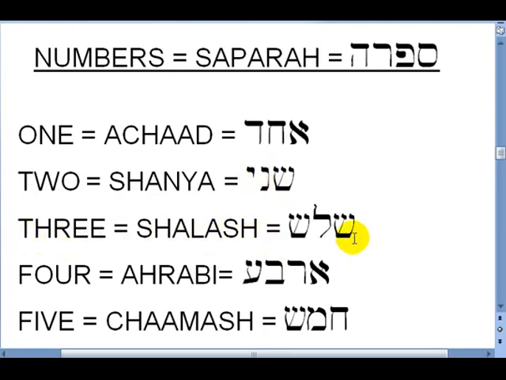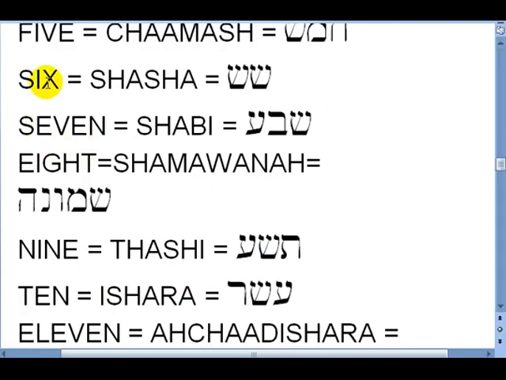3 is shalash. 4 is arabai. 5 is chamash. 6 is shasha, you see there. 7 is shabai. 8 is shamawana. 9 is thashai. 10 is aishara.